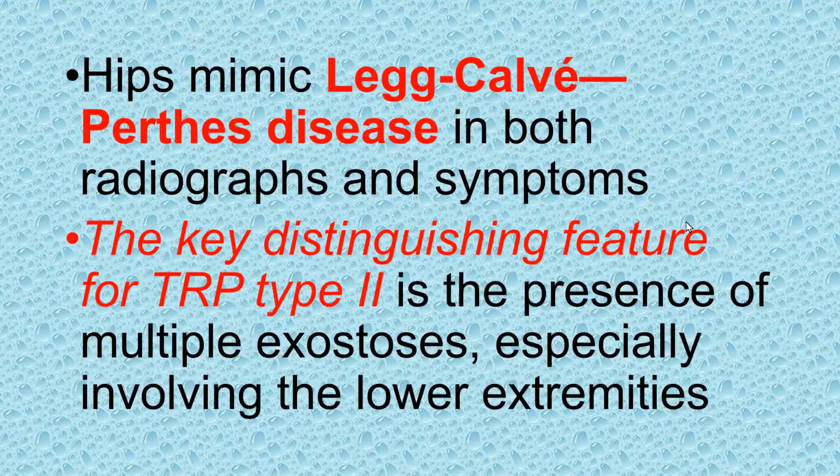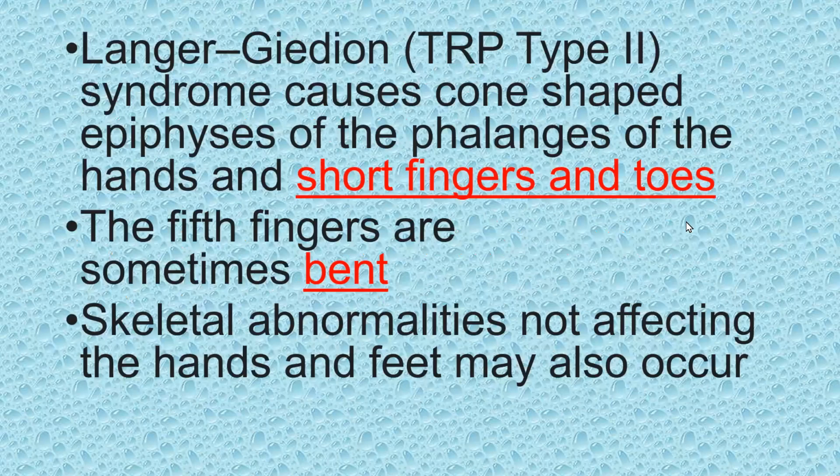Hips mimic Legg-Calvé-Perthes disease in both radiographs and symptoms. The key distinguishing feature for TRPS type 2 is the presence of multiple exostoses, especially involving the lower extremities. Langer-Giedion, TRPS type 2 syndrome, causes cone-shaped epiphyses of the phalanges of the hands and short fingers and toes. The fifth fingers are sometimes bent.